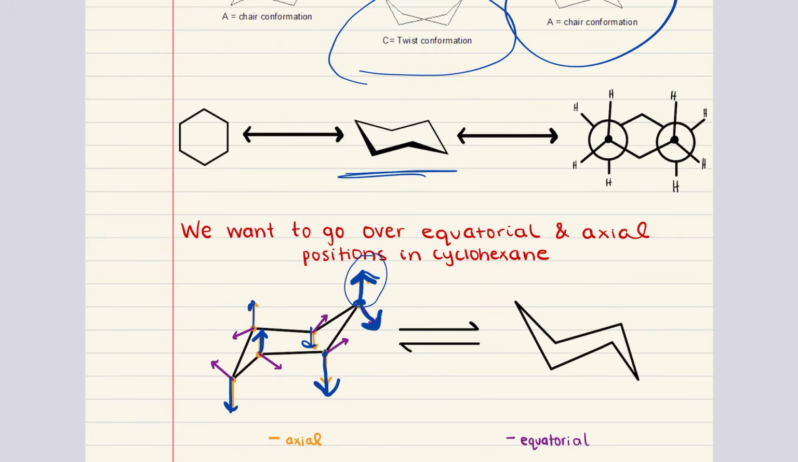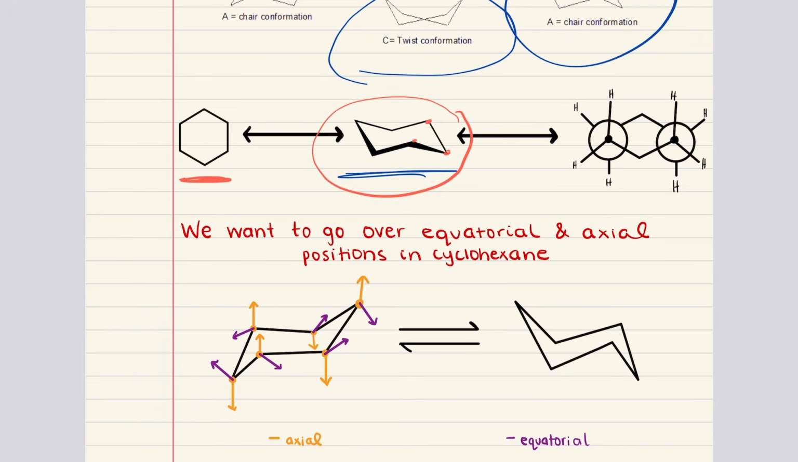Similarly, the equatorial positions alternate to complement the axial pattern. So if the substituent is axial up, then the equatorial position is going to point outward and down, and then that's going to alternate around the ring. And this way, this alternating arrangement is going to help minimize strain and stabilize the molecule. To reiterate, cyclohexane adopts a chair conformation where each carbon has an axial and equatorial position.